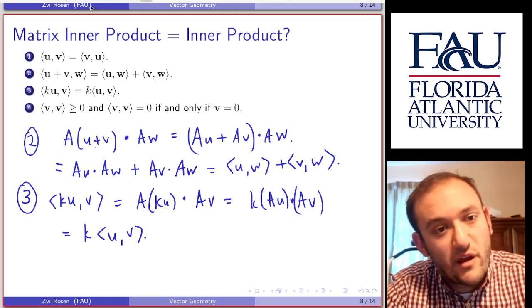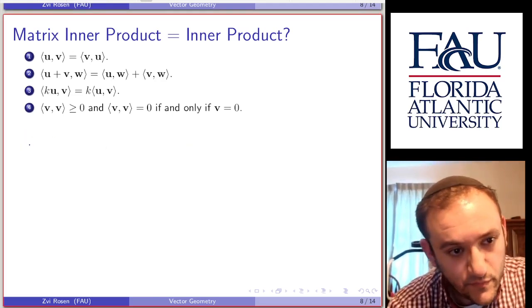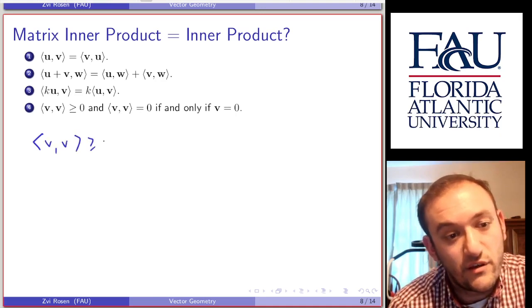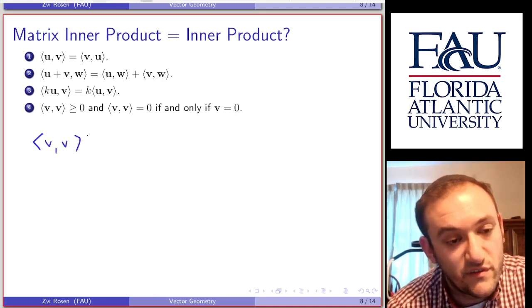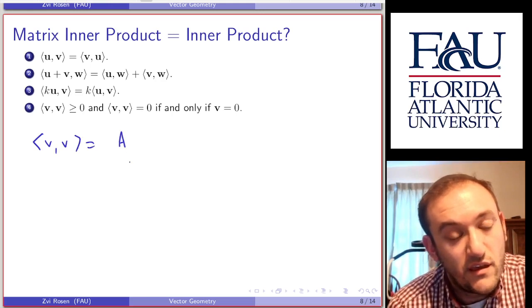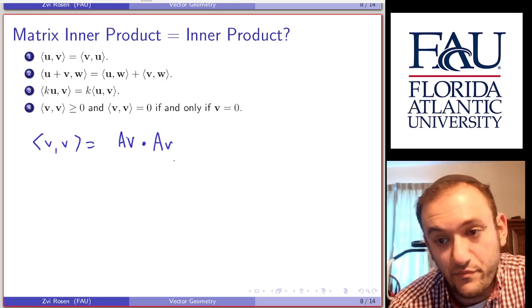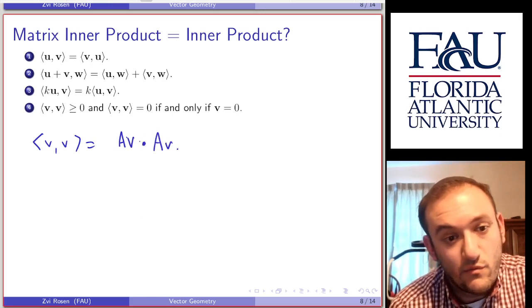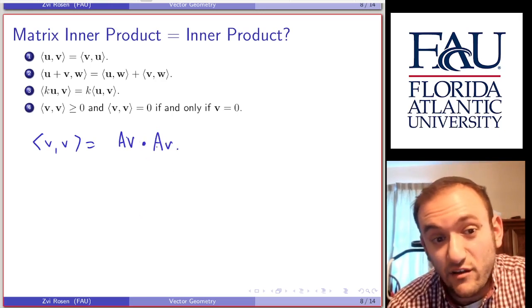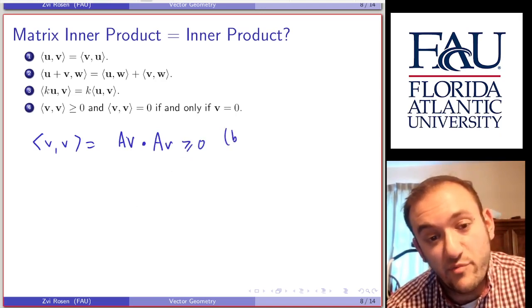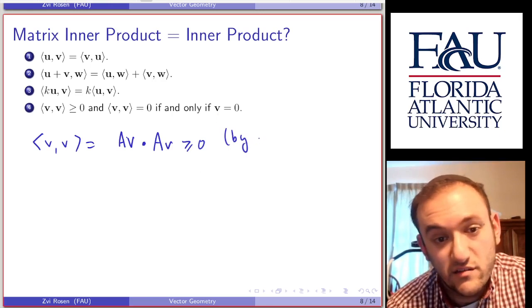How about the fourth property? Well, let's consider ⟨V, V⟩. This is equal to AV dot product with AV. Well, this is a dot product of a vector with itself, so this is going to be non-negative by properties of the dot product.